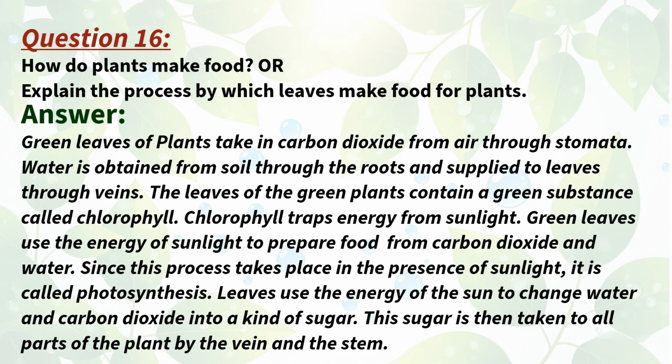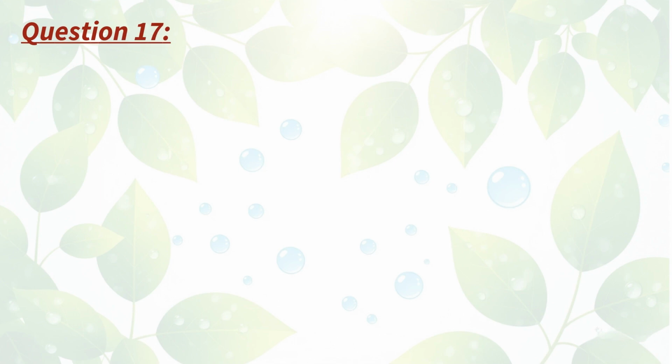Leaves use the energy of the sun to change water and carbon dioxide into a kind of sugar. This sugar is then taken to all parts of the plant by the vein and the stem. Question 17. How was the word photosynthesis formed?